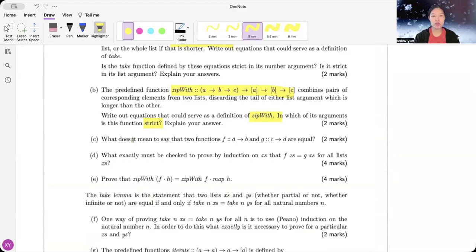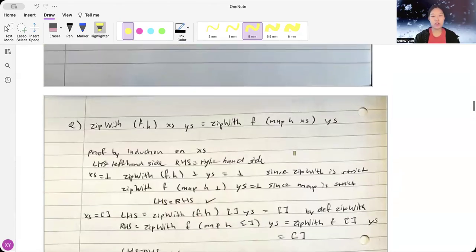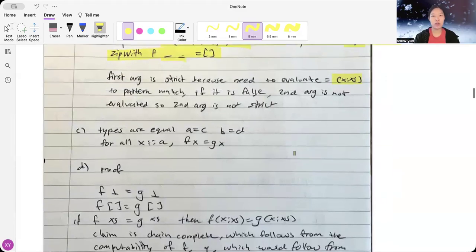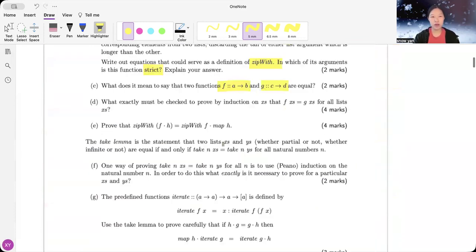Part C. What does it mean for two functions f of type A to B and g of type C to D to be equal? For two functions to be equal, the types have to be equal and the outputs have to be equal for the same inputs, right? So yeah, pretty straightforward. The types are equal, so A equals C and B equals D. And then for all x of type A, f of x equals g of x. So yeah, pretty straightforward, I'd say.